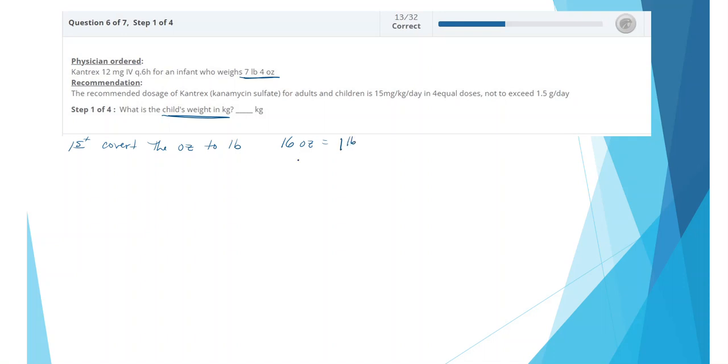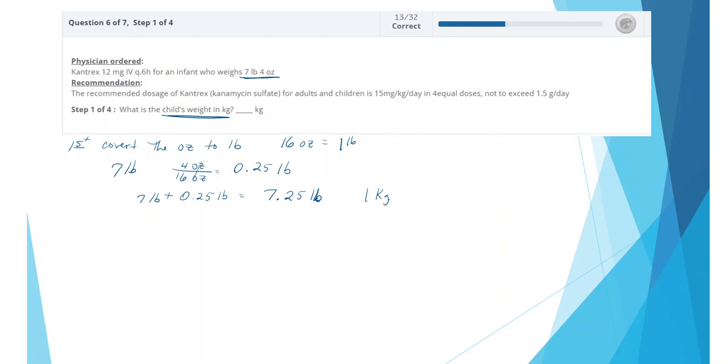1 pound. So I know I have 7 pounds. I don't have to do anything with the 7 pounds. So I'm going to take my 4 ounces. I'm going to divide it by my 16 ounces. Ounces cancel. 4 divided by 16 is 0.25 pounds because I'm converting it to pounds. So now I'm going to add my 7 pounds that I had originally plus the 0.25 pounds that was my 4 ounces. And I get 7.25 pounds total.